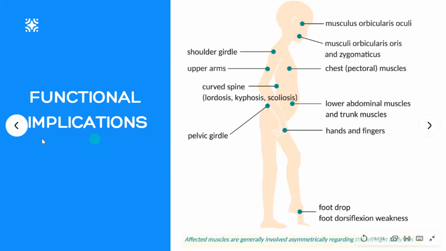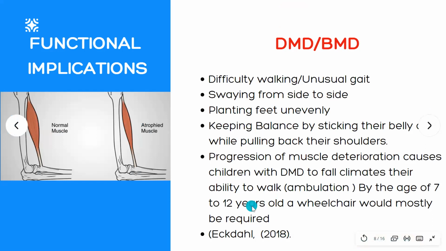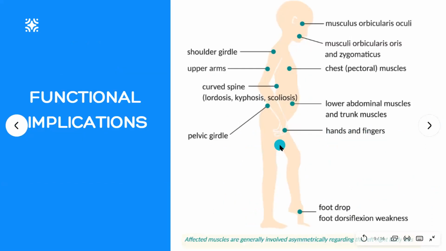So as I mentioned earlier on the previous slide about keeping the balance by sticking their belly out while pulling back their shoulders. As you can see here, this is an example of the position in which individuals with MD would walk. So it will have like a curved spine. This might be a sign of scoliosis, upper arms, shoulder girdle, the pelvic area, hands and fingers, and also the foot plantation. It's a foot dorsiflexion weakness that you will see that affects the muscles of the individual.